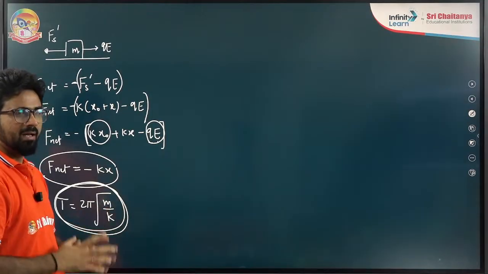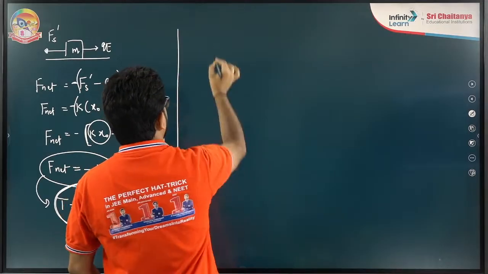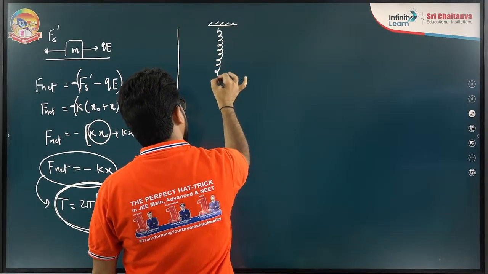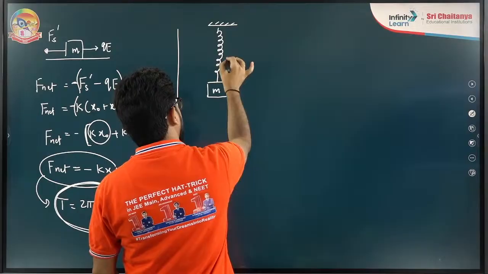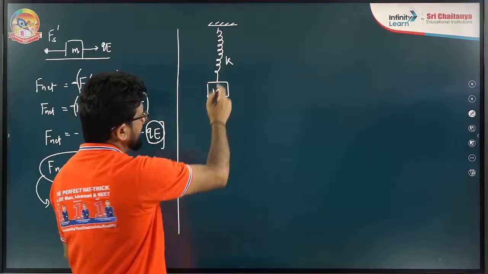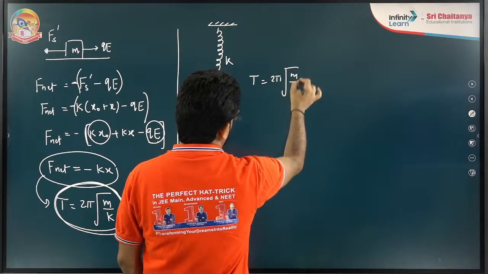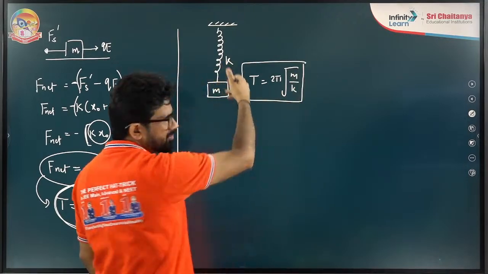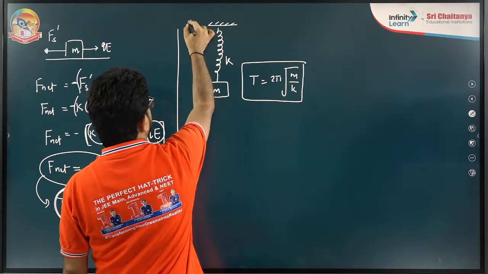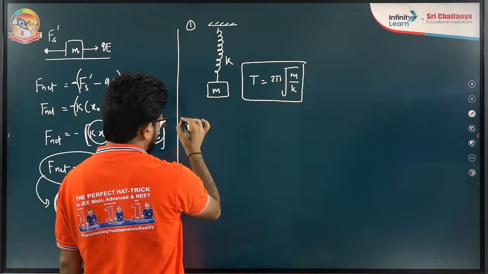Again the same question. I am giving you another question. What is the time period for this case? Please solve this question, beta. There is one spring. This mass is m, and the spring constant is k. If it oscillates here, the time period is equal to 2 pi under root m by k. You can solve it by the same method that I applied. This is one part, and I am asking the 1A question.